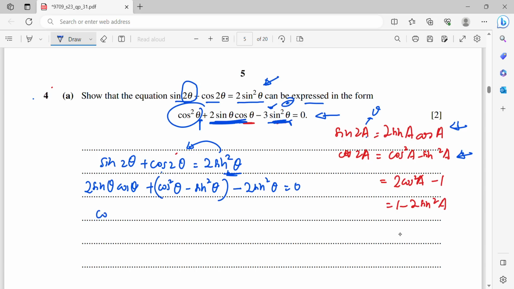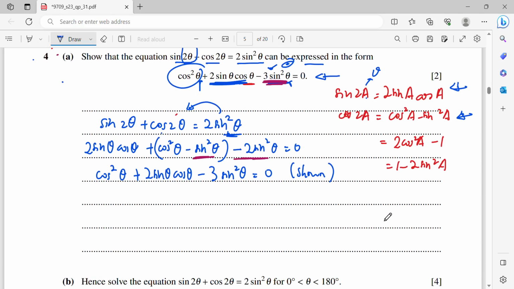The cos squared theta, right, will be written first, then followed by 2 sine theta cos theta, and then the sine squared theta minus 2 sine squared theta will be our negative 3 sine squared theta. That equals to 0. Alright, so this is how we show. Okay, so done for the 4a.